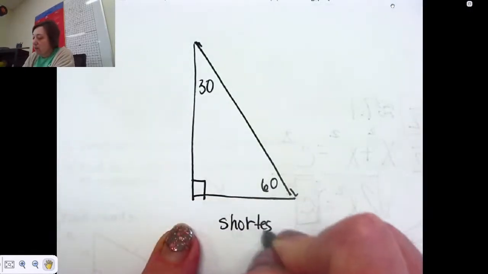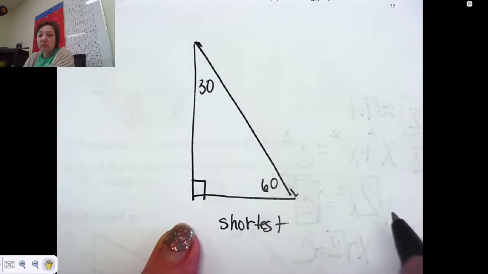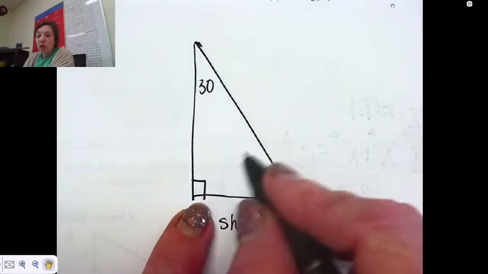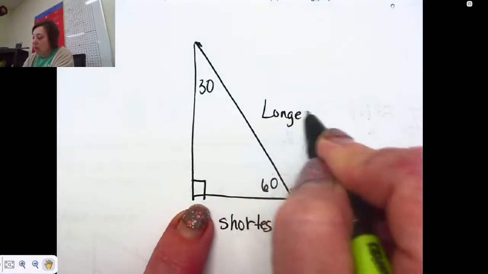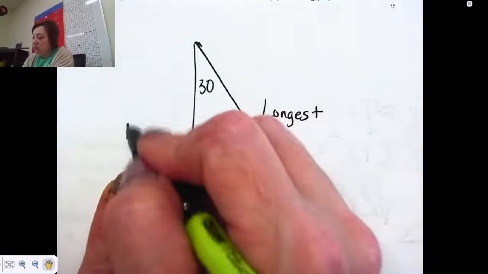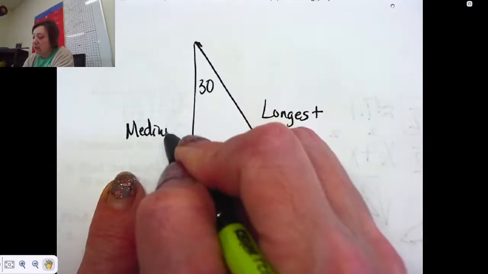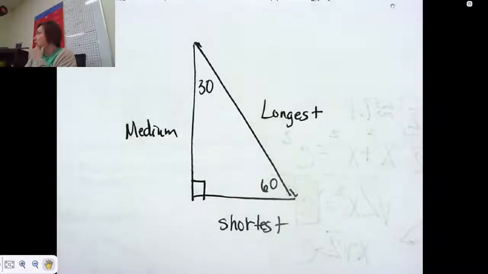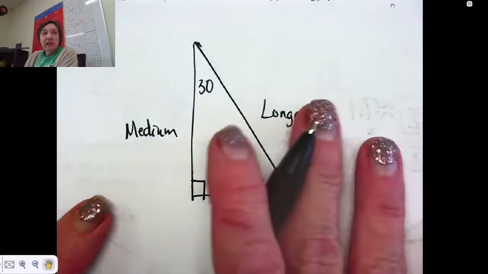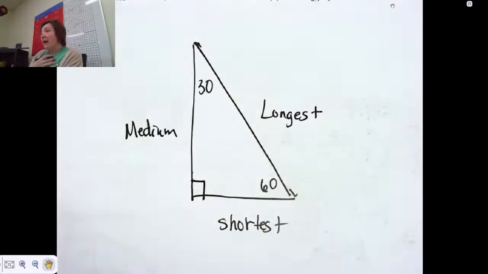Now, what is the longest side? The one across from the right angle, right? So this is the longest side. And then that means this one here is the medium side, and it's across from the medium angle, right? So that makes sense. That's just logical, right? Now, 30, 60, 90s, to me, are actually easier than 45, 45, 90s, believe it or not.